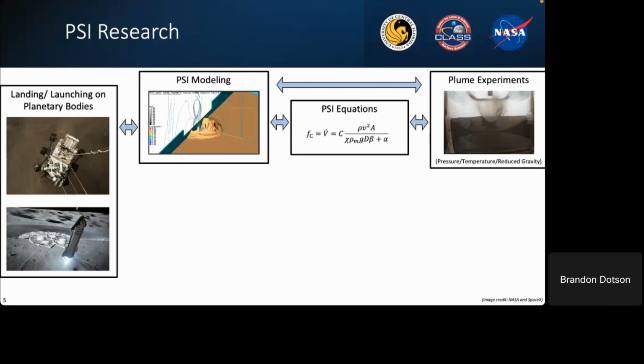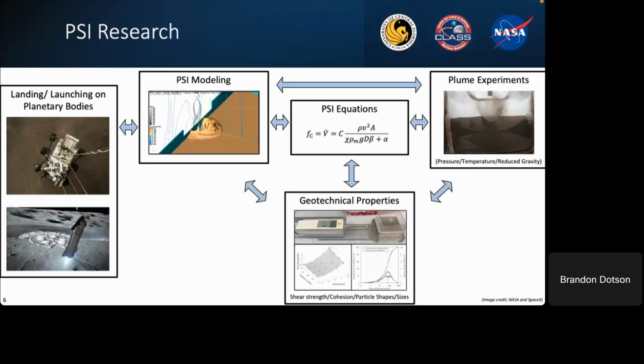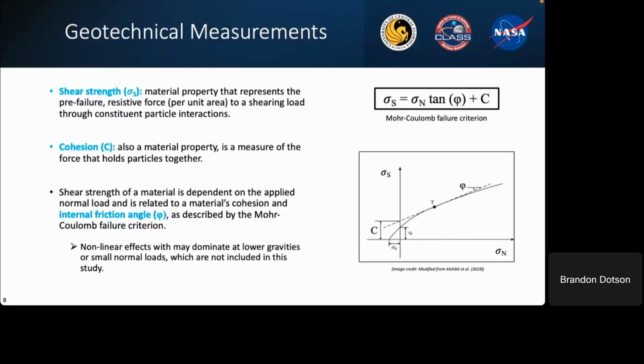And while she's doing that, essentially, as we've heard this morning, before we land anything on a planetary body, that's all driven by modeling, and that modeling has to be driven by some form of equations, and those equations come from plume experiments. And the underlying piece is that the geotechnical properties affect all of those things. And so that's really what we're studying here.